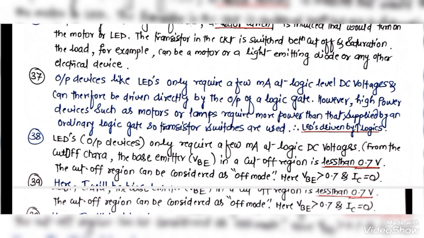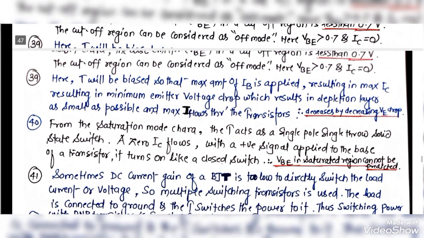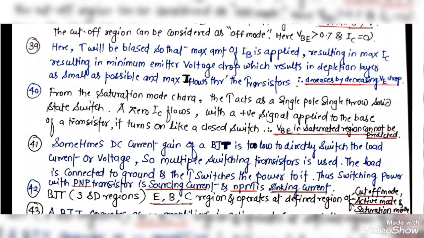LED output devices only require a few milliamperes at logic DC voltages. From the cutoff characteristics, the base emitter voltage in the cutoff region is less than 0.7 volt. The cutoff region can be considered as off mode. Here VB is less than 0.7 and IC is equal to 0.